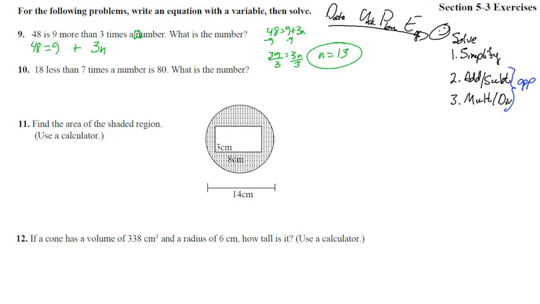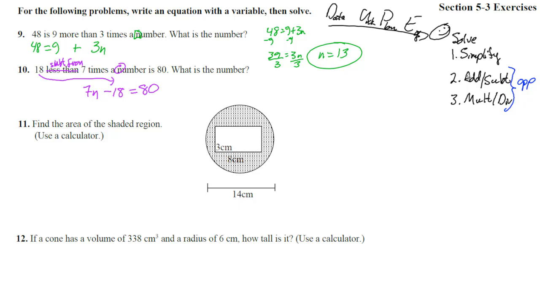Number 10: 18 less than 7 times a number. Now remember, less is subtracted from. So it is a subtraction sign, but it is subtracted from. So that means we're going to have minus 18. 18 less than 7 times a number; 7 times a number is 7n. Just make sure the 18 is subtracted from the 7n, and now we can solve it.